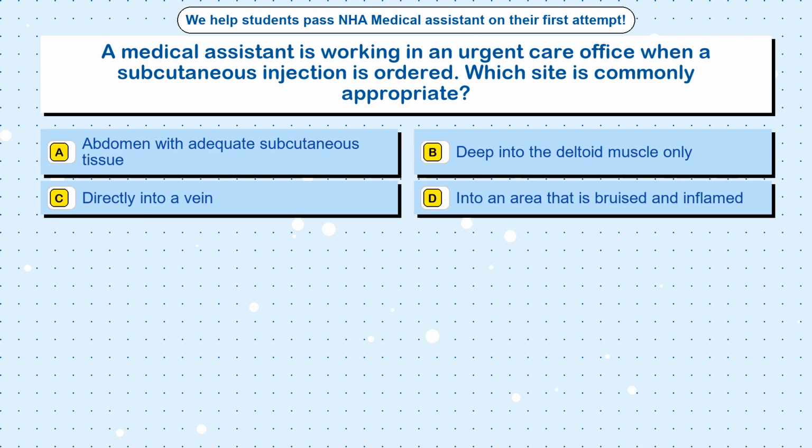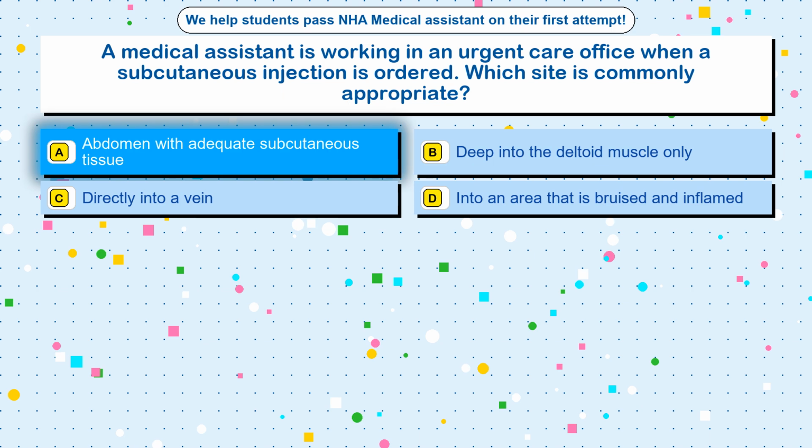Question 43. A medical assistant is working in an urgent care office when a subcutaneous injection is ordered. Which site is commonly appropriate? Option A. Abdomen with adequate subcutaneous tissue. Option B. Deep into the deltoid muscle only. Option C. Directly into a vein. Option D. Into an area that is bruised and inflamed. The correct answer is option A.